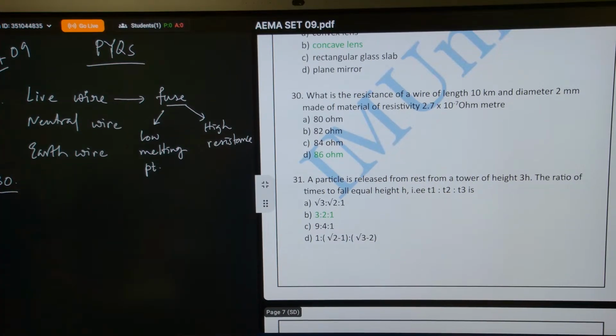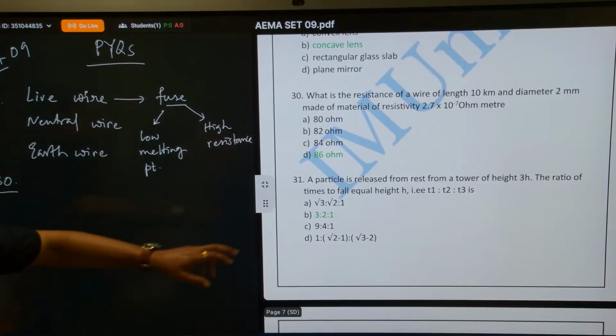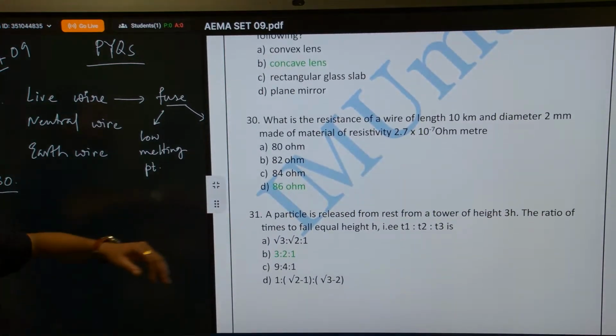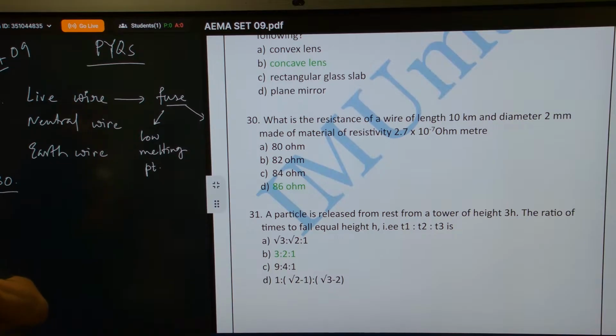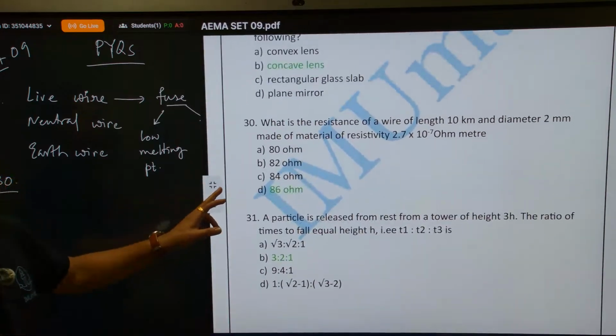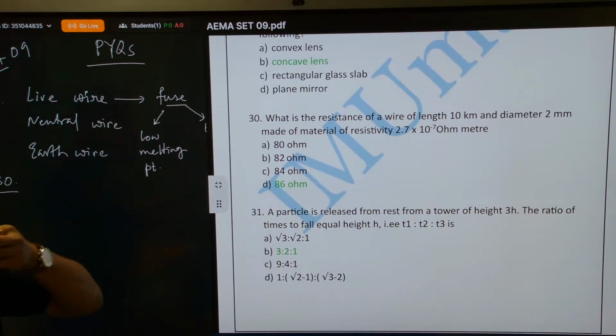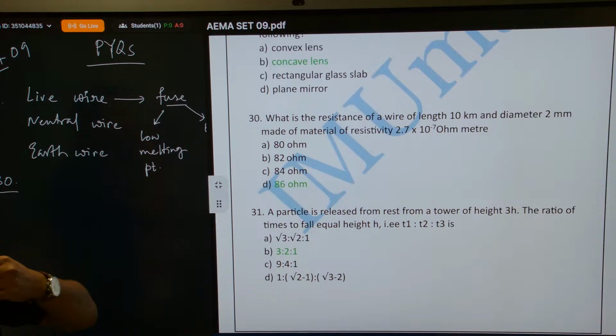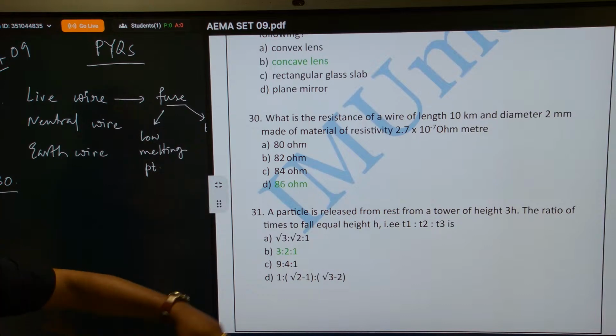Question number 30. Look. What is the resistance of a wire of length 10 km, diameter of 2 mm, made of material of resistivity 2.7 into 10 to the minus 7 ohm meter? What is the formula? Yes, R is equal to rho L by A. But you have to convert those units. Convert the kilometer and the millimeter, then pi r square. Now start doing this.